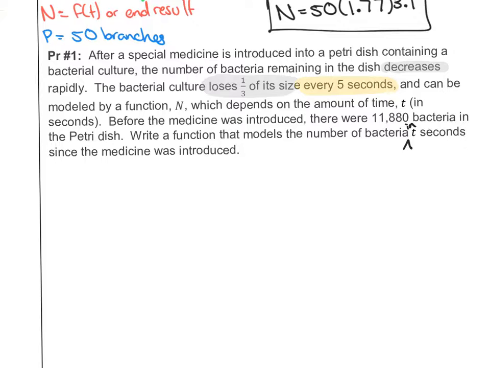And then it talks about how it can be modeled by the function, depending on the time in seconds as well. And before the medicine was introduced, so before anything had changed, there were 11,800 bacteria in the petri dish. Okay, so I didn't give you all the pieces, but I did give you some of them. So I want you to go through and try to find the other pieces and try to create the function on your own. So go ahead and pause the video at this time.